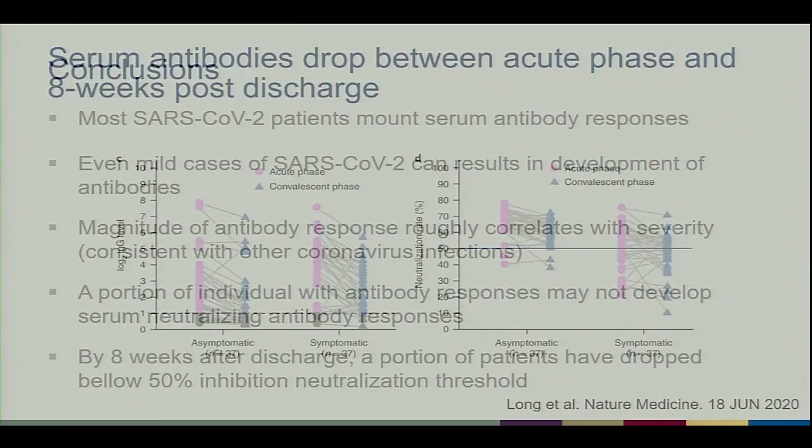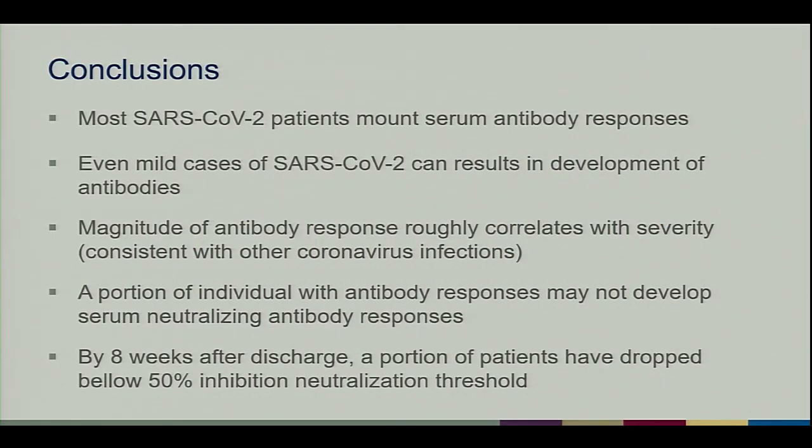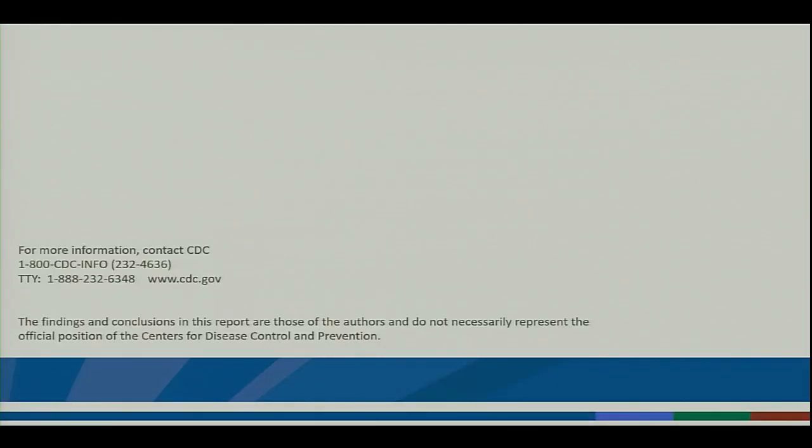Next slide. So this is just my conclusion slide. We know that most SARS-CoV-2 patients mount serum antibody responses, and even mild cases of SARS-CoV-2 can result in development of antibodies. But the magnitude of antibody response roughly correlates with severity, which is consistent with what we know about other coronavirus infections. A portion of individuals with antibody responses may not develop serum neutralizing antibody responses, and by 8 weeks after discharge, a portion of patients have dropped below the 50% inhibition neutralization threshold. And that is, next slide, that's the end of my talk. Thank you.